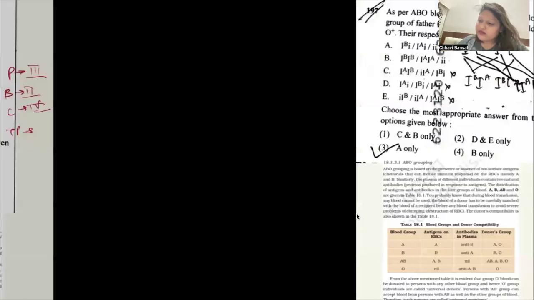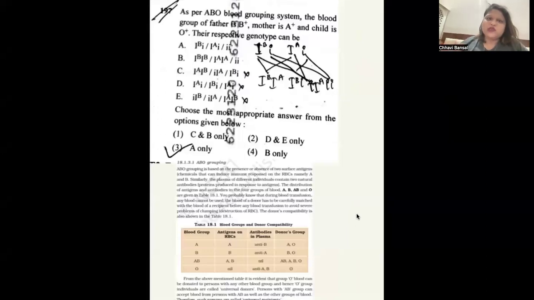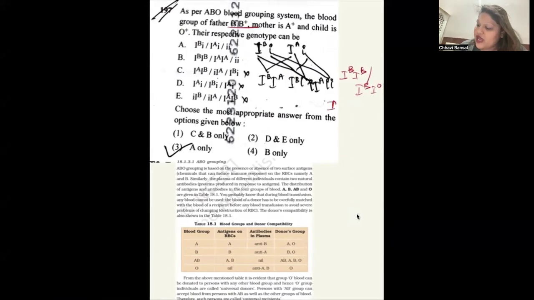Clear? Next question is ABO blood grouping, which is very easy. Means the blood of the father is B positive. Means it can be IB IB, or it can be IB i, the father, right? Mother is A positive, means IA IA, or it can be IA i. The child is O positive, means for O positive, it has to be these two genotypes. Why? Because O is recessive in nature. One allele from dad and one allele from mother should come to get the offspring of O positive.